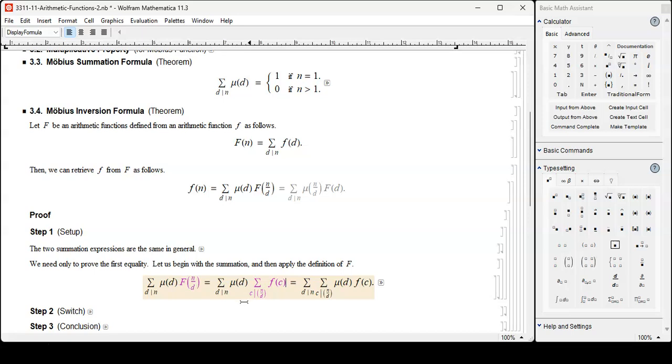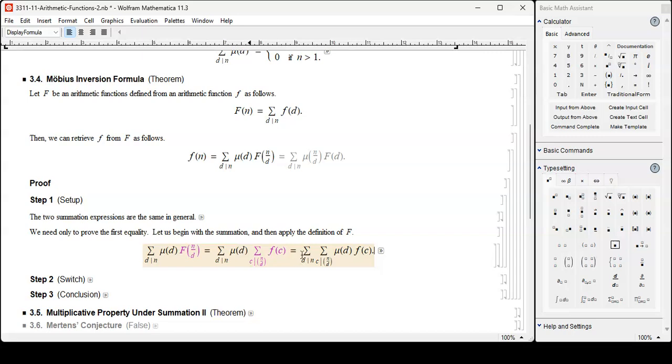N over d, so all c that divides n over d. All right, like this. And then push mu d inside, and we get the third expression here. So what do we have here? First summation is for d dividing n. Second summation is for c dividing n over d. And then we have mu of d times f of c. That's the summation. That's this thing.